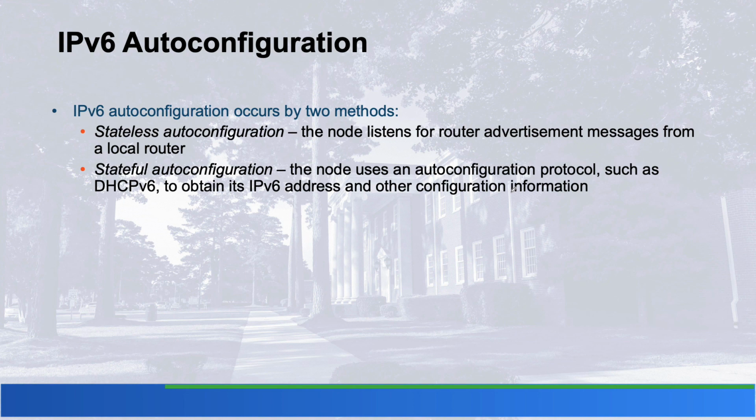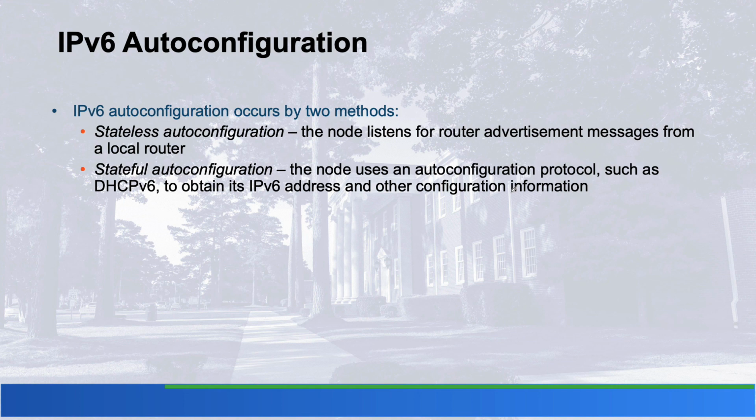Remember that we don't need to configure IP version 6 with an address. It can configure itself. It uses its MAC address to figure out its host ID, and it uses messages from a router to figure out what network it's on. So that's called stateless auto configuration. It listens for something called a router advertisement, or an RA message. The RA message will give the computer or the host the network portion of its address, and then the computer will build its own address using its MAC address for the rest of the address.